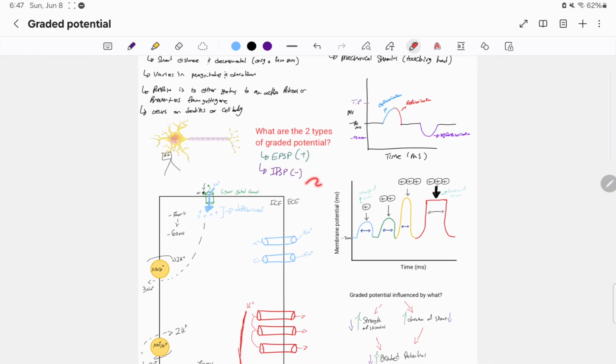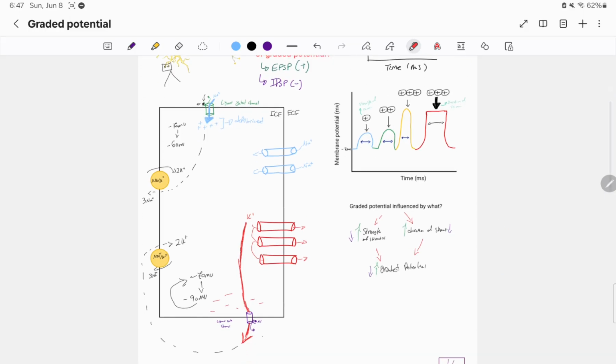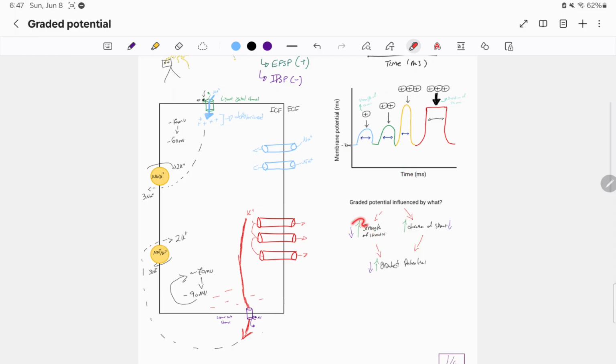It's the exact same concept both ways, but it's easier to understand using the EPSP example because people don't like negative numbers too much. So we literally just depicted everything we talked about graphically. Basically, if the strength of my stimulus is high, my graded potential magnitude will be high. We can see that right here.